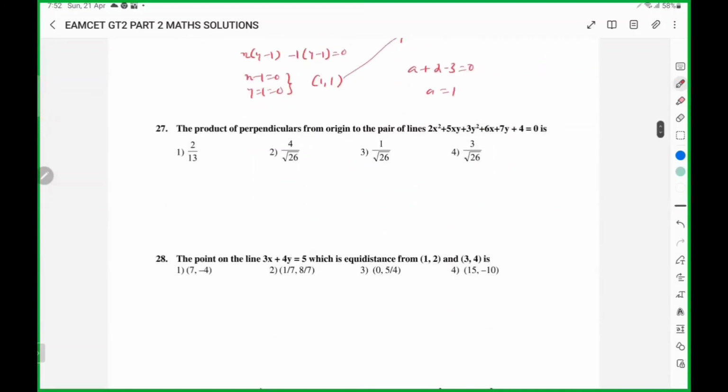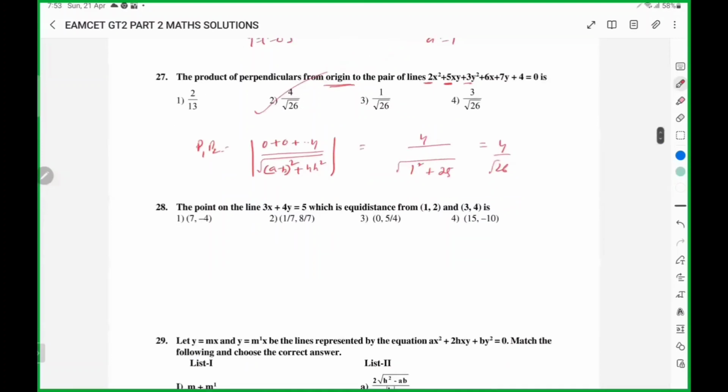The product of perpendiculars means just substituting the point 0, 0, 0 everywhere, by the root formula: a minus b whole square plus 4h square. So it is 4 by, a minus b is 2, b is 3, 2h is 5, 4h square will be this. So 4 by root 26.